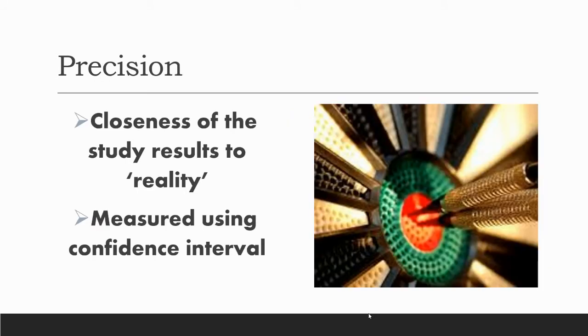Precision. Precision means closeness of the study result to reality. Remember, kita cuma ambil sampel sahaja. So when we use the sample, we must make sure that the sample that we use can represent the whole population. And then when we apply it to the real situation, it can represent the reality. So we measure using the confidence interval.